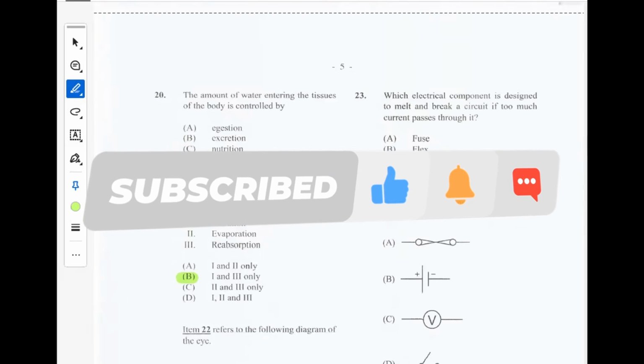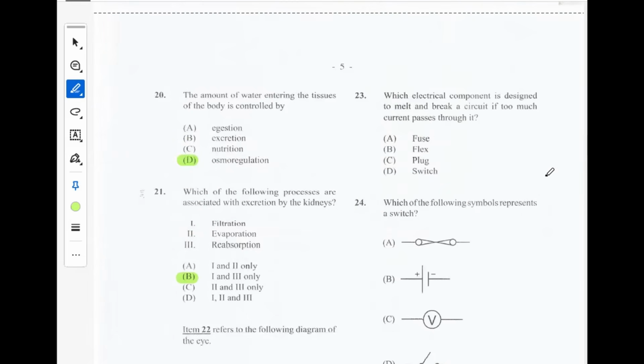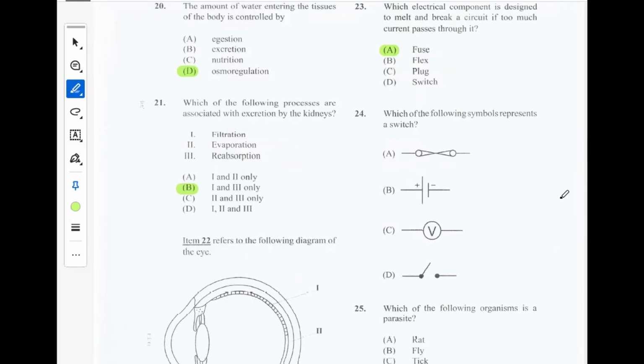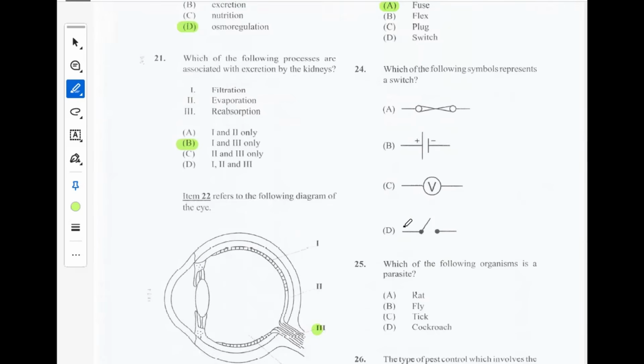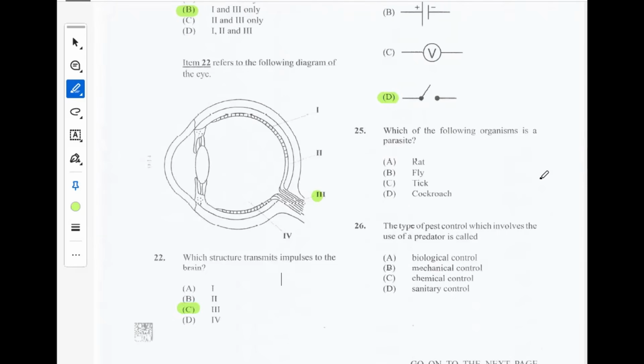Question 23. Which electrical component is designed to melt and break a circuit if too much current passes through it? I think we all know that as a fuse. Which of the following symbols represents a switch? We are all choosing D. For 24.